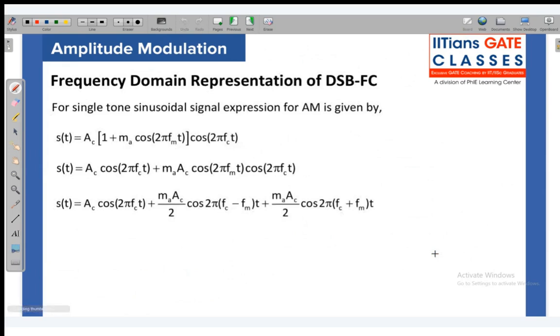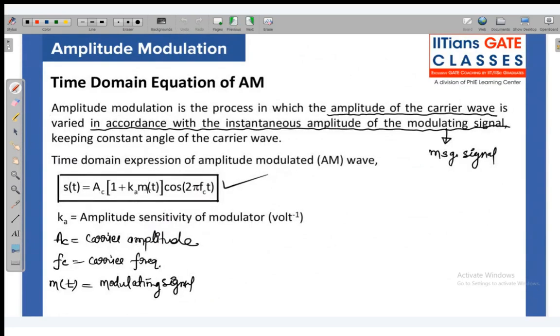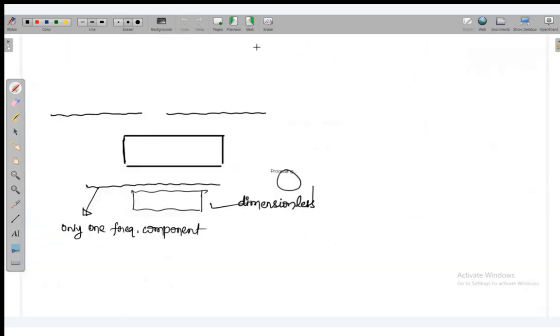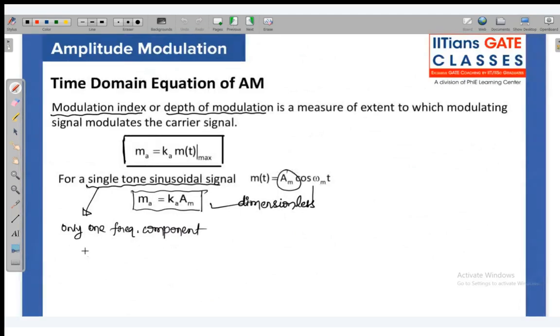Now we will substitute the single tone value. We will substitute our message signal in this equation. Let me write over here. Our standard expression of amplitude modulation is AC, in bracket 1 plus Ka into m(t), cos omega ct.